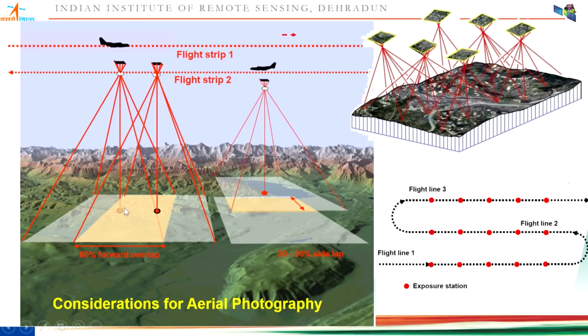Now the area generally is not a rectangular one. You have to take another flight so that you can cover the entire area. So between the first strip and the second strip, you should have around 30% overlap. So 60% forward overlap and 30% side overlap. These are the conditions for photography.